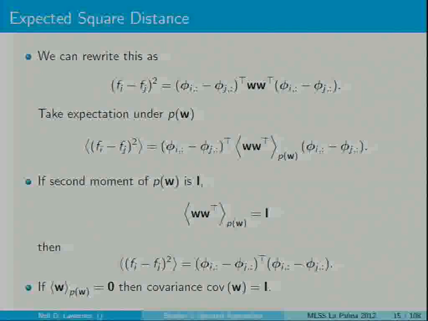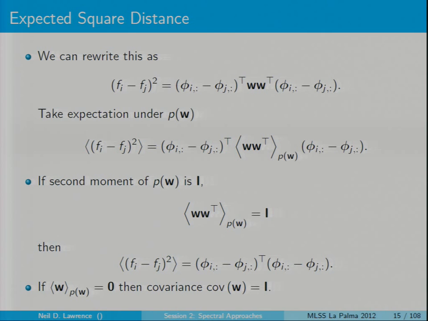Let's just assume its second moment exists. We're not saying anything about this distribution. I haven't said it's Gaussian. I haven't said it's anything. All I'm saying so far is its second moment exists. And the second moment of that distribution is going to be I, the identity matrix. So the expected square distances under these random functions we're projecting is equal to this: the basis functions computed at i minus the basis functions computed at j, in a product with themselves.